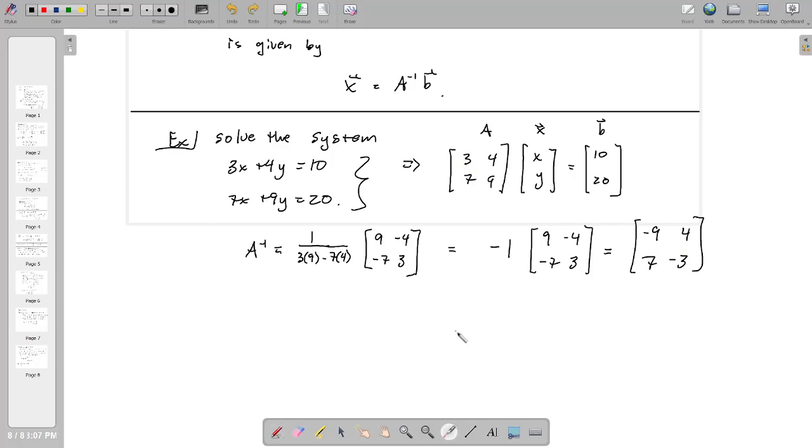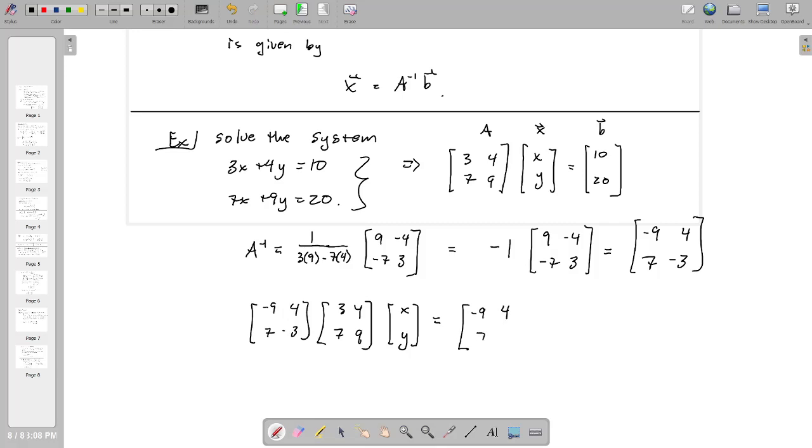Now all I'm going to do is left multiply A inverse to this matrix equation, both sides. We do negative 9, 4, 7, negative 3 times 3, 4, 7, 9, and we still have our variable matrix X, Y. And remember, we left multiplied the A inverse on the left side of the equality, so we need to left multiply it on the right side also. Negative 9, 4, 7, negative 3, times our B matrix, which is 10, 20.